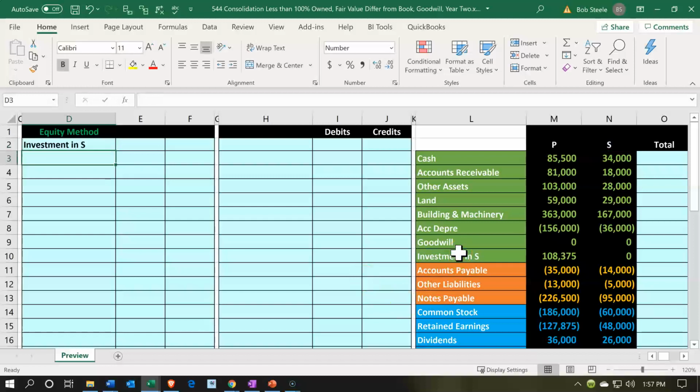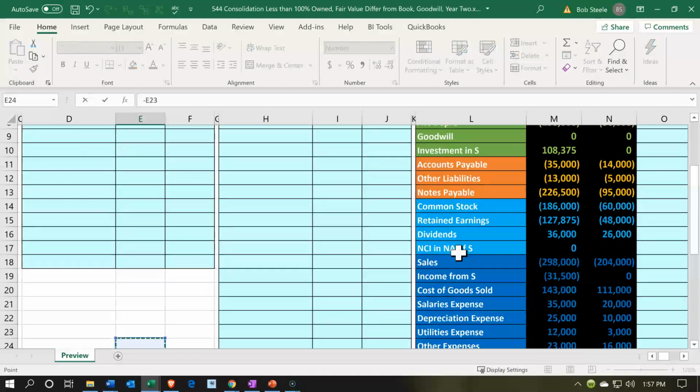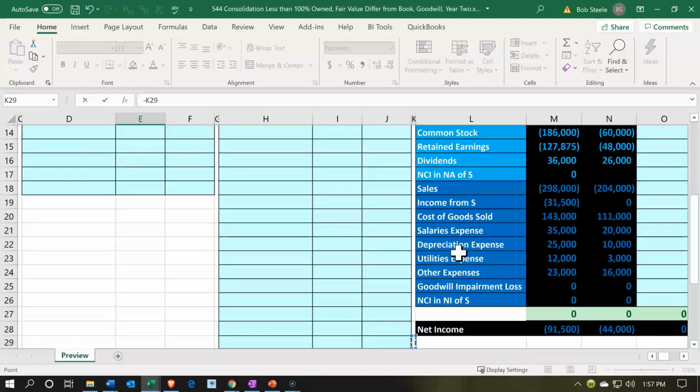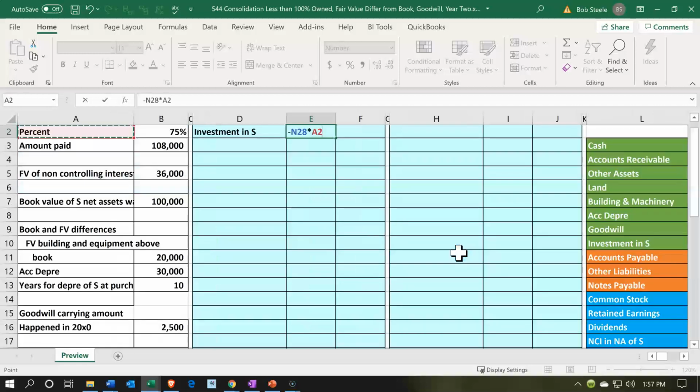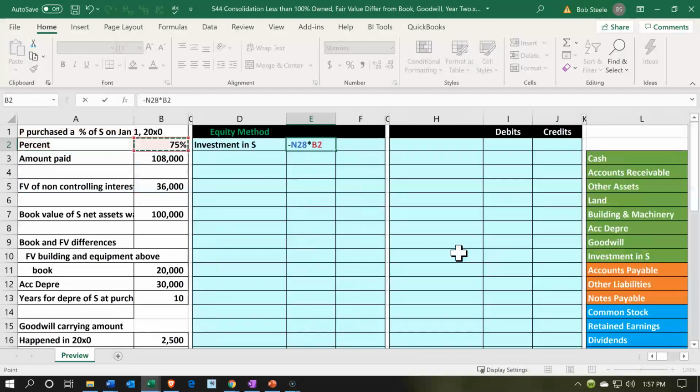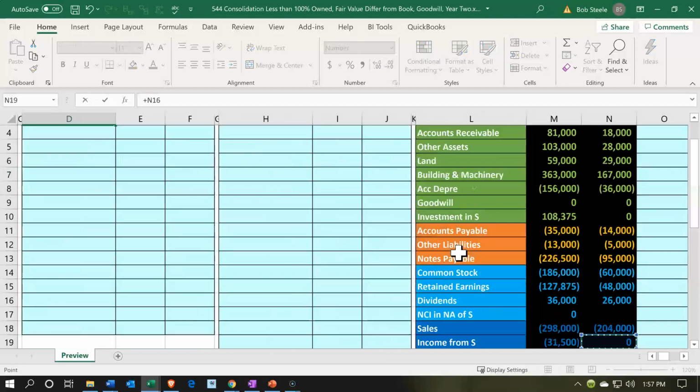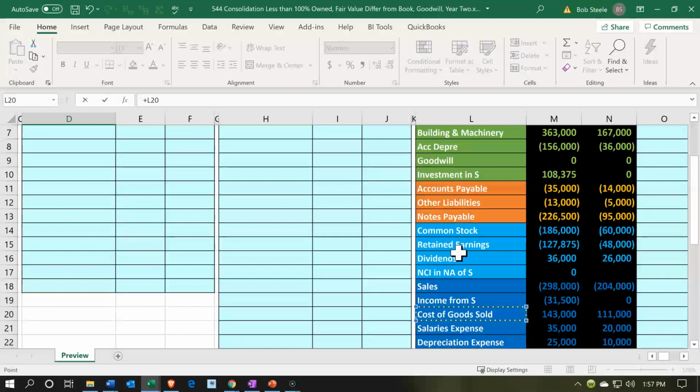So in the current year, there must have been an increase in the investment. It's going to go up by our portion of the net income. This is standard equity method stuff, and I'm just deconstructing now. I'm not going to post this. There's the 44,000 net income of S. We're going to say that times our percent, which is 75%. So there's our 33,000. That's got to be part of the increase in the investment. The other side then goes to income, which is going to be income from S.